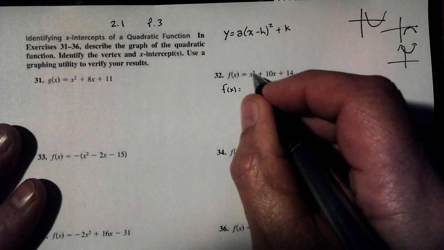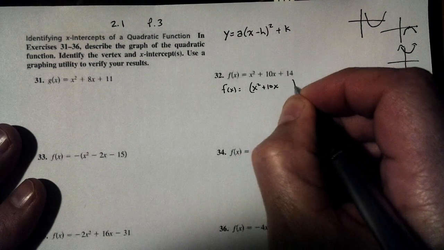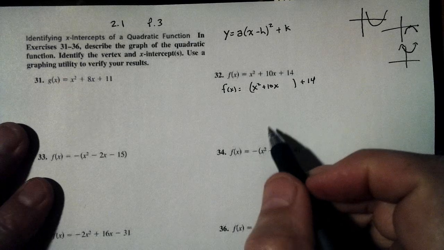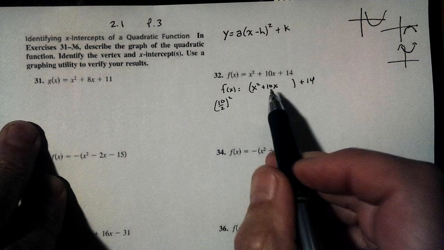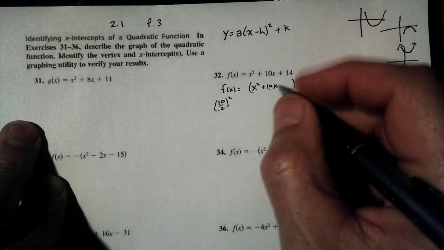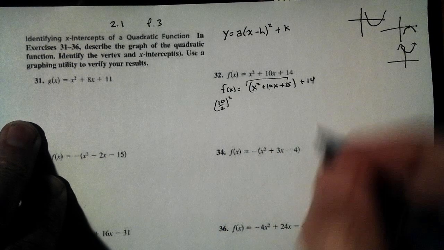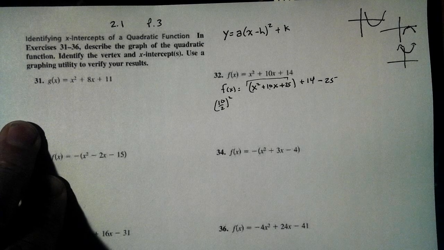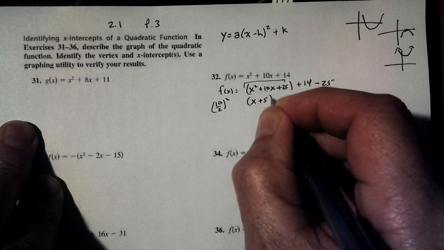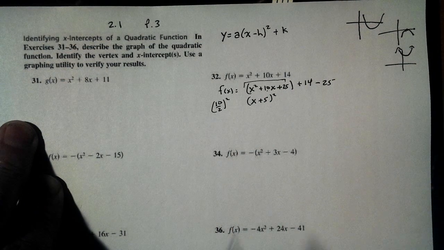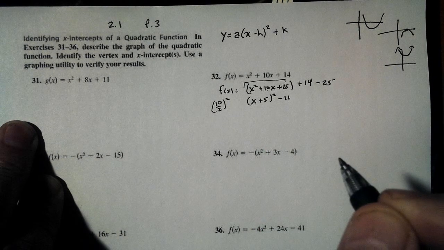F of x equals, nice, nothing times x squared, so this is x squared plus 10x, leave a blank, plus 14. Half of 10 squared. That's 5 squared, 25. I put in a plus 25, which means I just added 25 to this side. I need to subtract 25 to keep it identical to what it was. This is x plus 5 squared, 14 minus 25, minus 11.